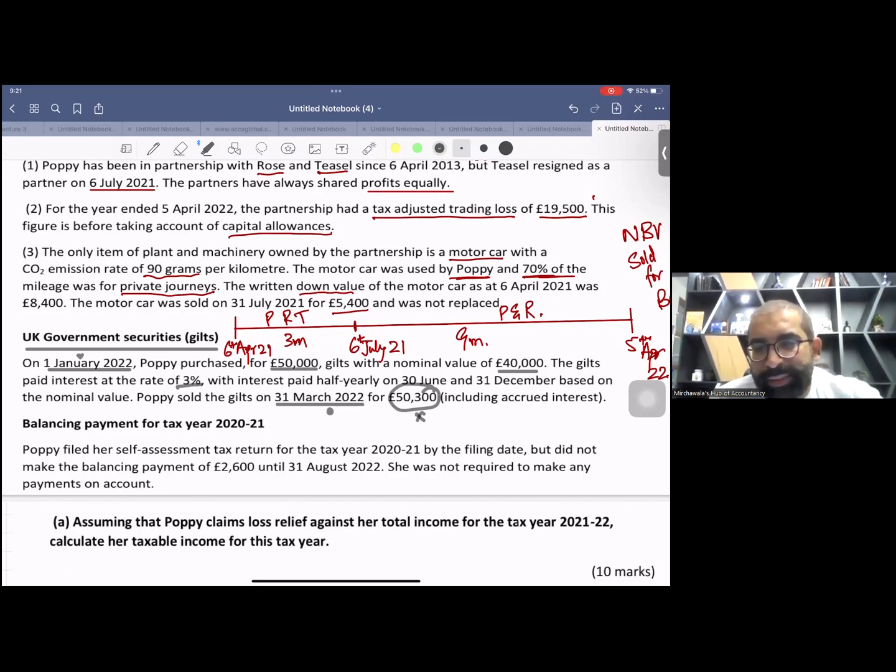Now, listen, students. You just have to calculate 3 months interest, and that is 40,000 times 3% times 3 upon 12. This will be your interest income. 40,000 times 3% times 3 upon 12.